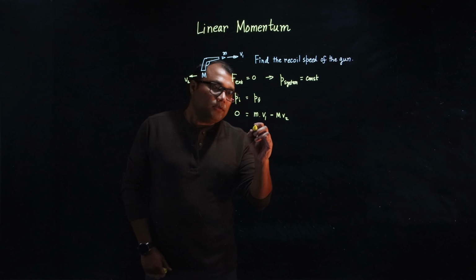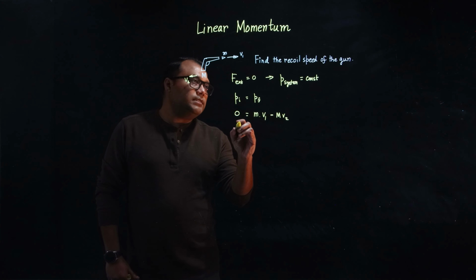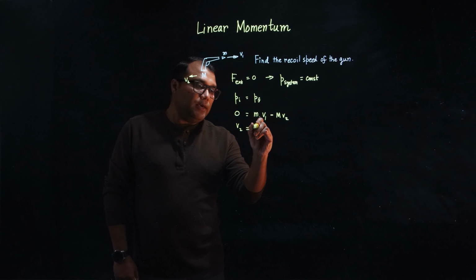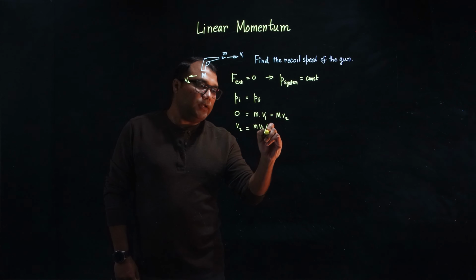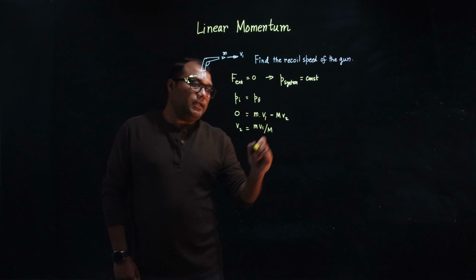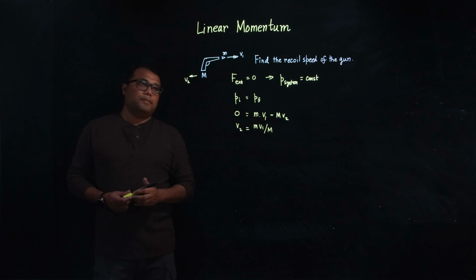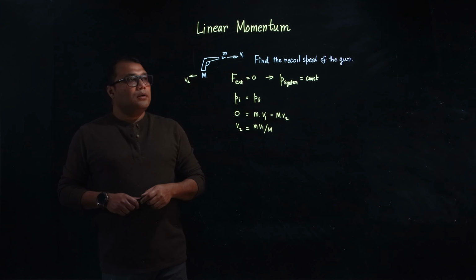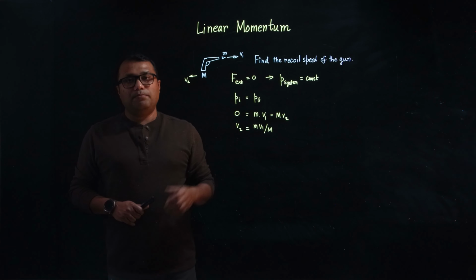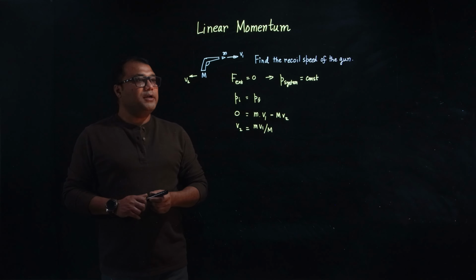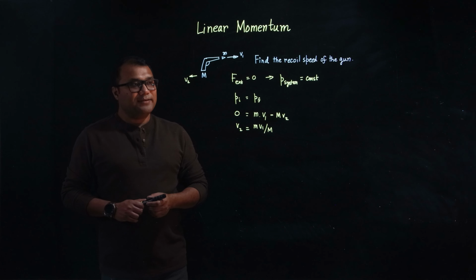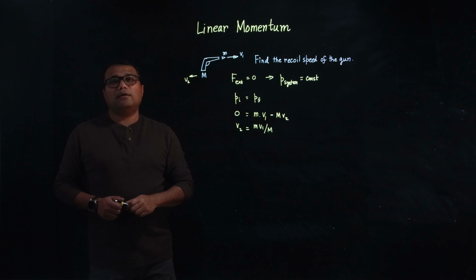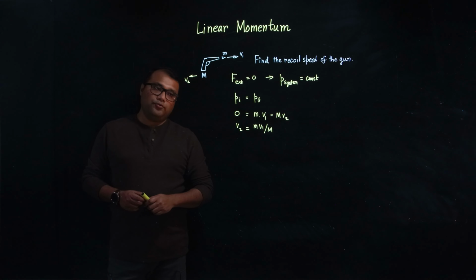Okay, so then from here we can say that v2 is mv1 divided by capital M. It's a very simple problem, but really understand how to apply the law of conservation of momentum and when to apply. This condition is absolutely critical, that the net external forces should be 0.